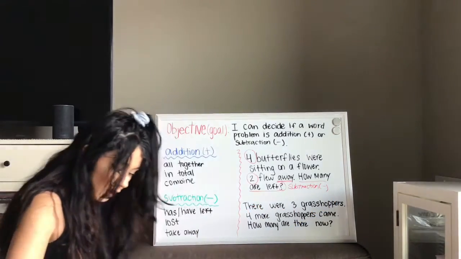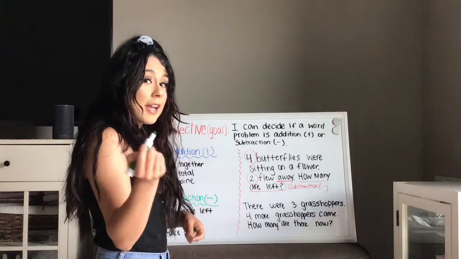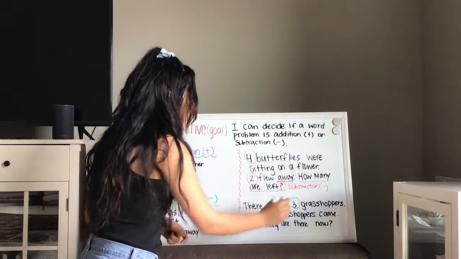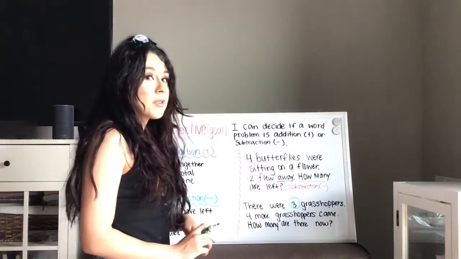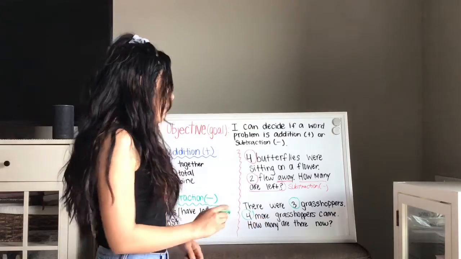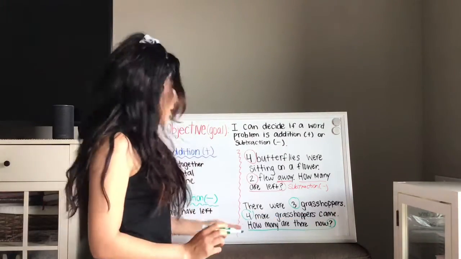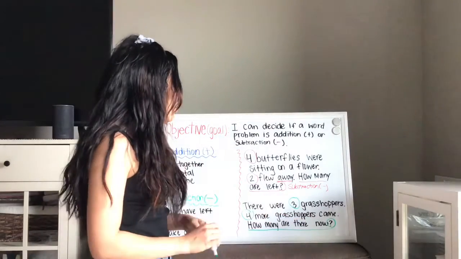So now let's read this one on the bottom. I'm going to use a different color so we don't get confused. There were 3 grasshoppers. That's an amount. I'm going to circle it. 4 more grasshoppers came. Another amount that I'm going to circle. How many are there now? I'm going to underline my question. I know it's a question because it starts with a question word, how, and it has a question mark.